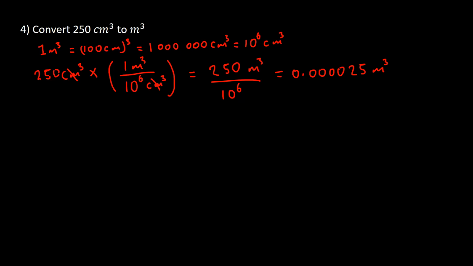We can put this answer, or we can express it in scientific notation. And if we do that, we'll have 2.5 times 10 to the power negative 5 cubic meters. So this is our final answer here. We are done with this question. Let's take a look at another question.